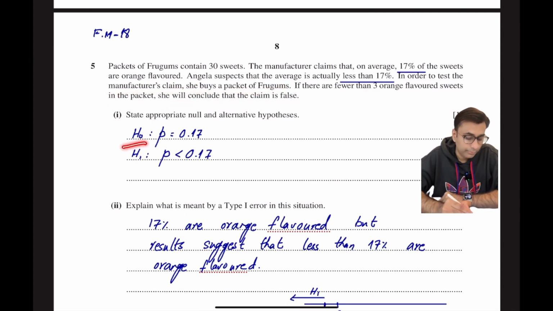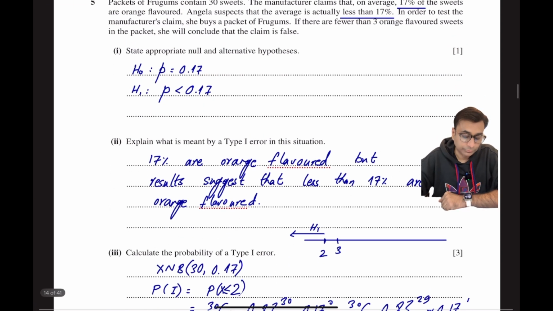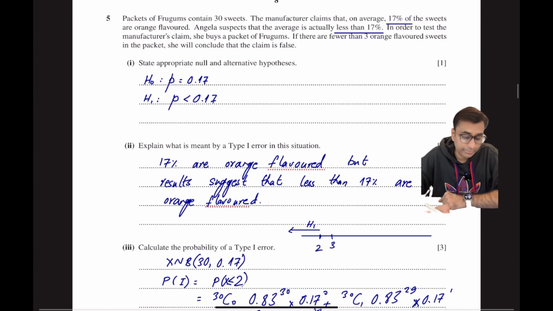So H naught probability is 0.17, and she thinks there are fewer, so probability for alternate hypothesis would be less than 0.17. It says, what is meant by type 1 error in this situation? So type 1 error is where H naught is true, but H1 is accepted. So that means actually the probability is 0.17, but we have accepted that the probability is less than 17%.